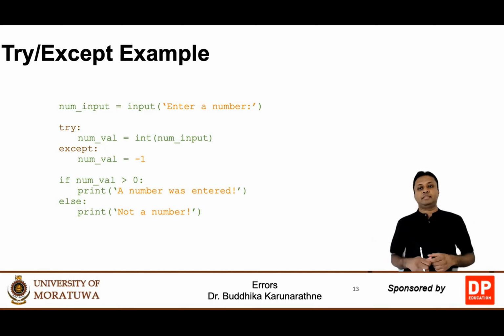In normal circumstances, the program will complain about this issue and immediately terminate. But in our example, in such a problematic situation, the program will jump to the except block and assign the value -1 to the variable num_var. So it will prevent ungraceful termination of the program. This is how you use try except structure to handle possible errors.